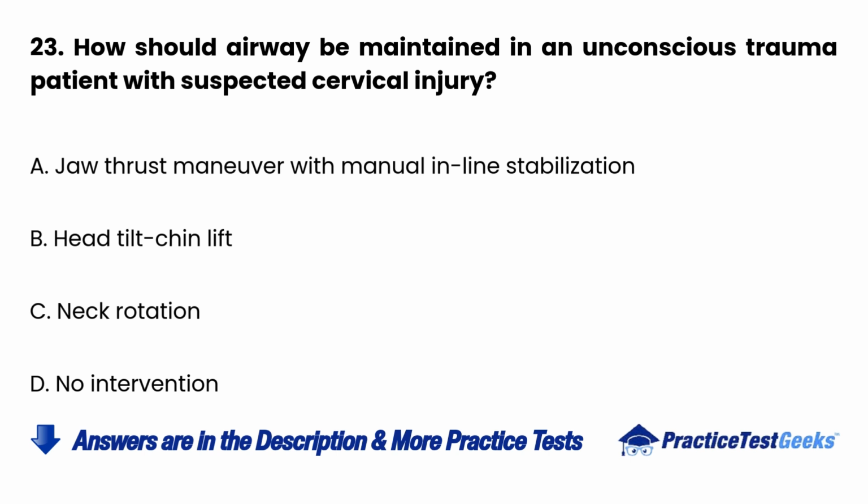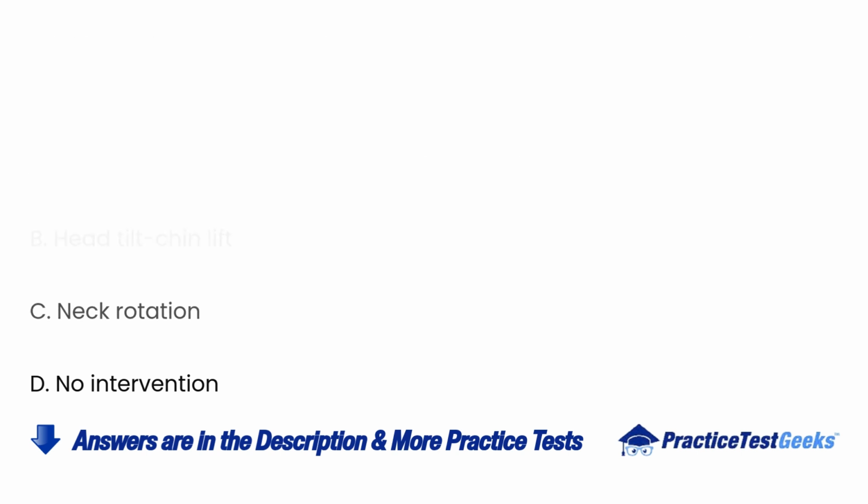23. How should airway be maintained in an unconscious trauma patient with suspected cervical injury? A. Jaw thrust maneuver with manual inline stabilization. B. Head tilt chin lift. C. Neck rotation. D. No intervention.